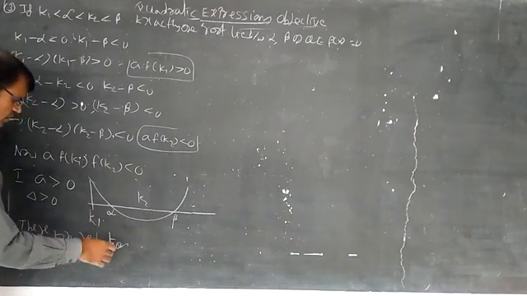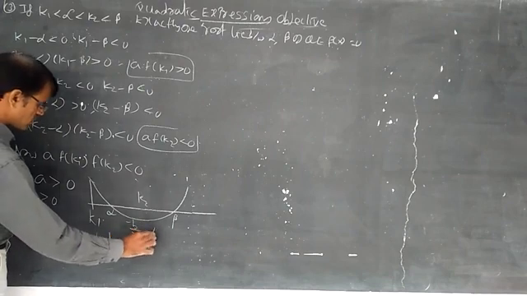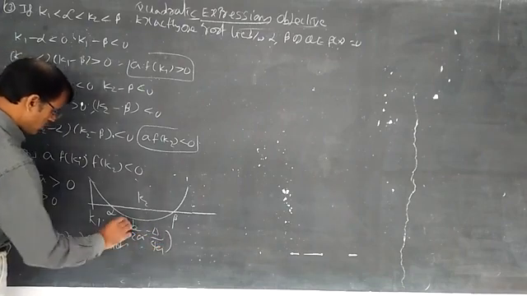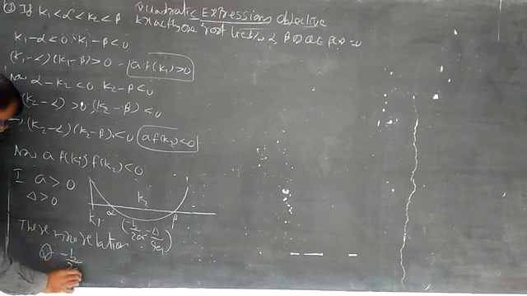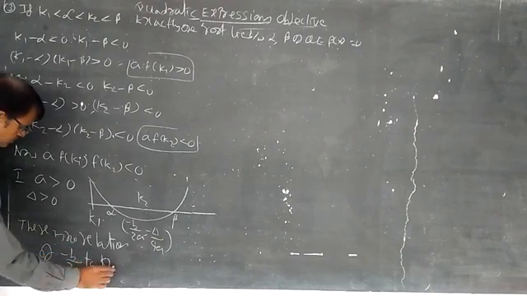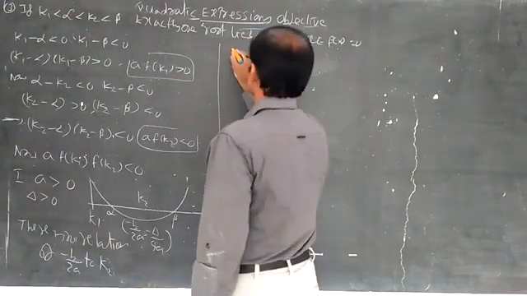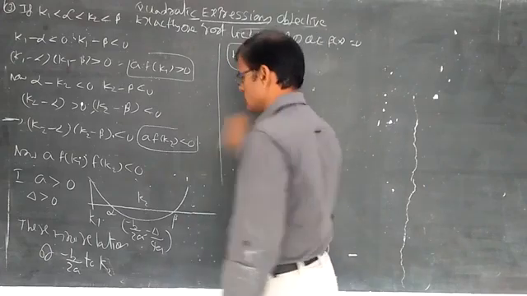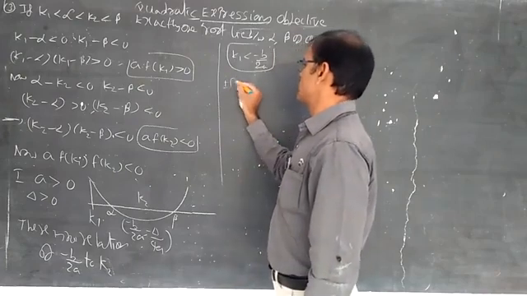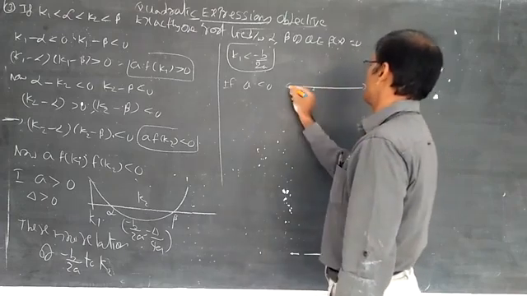Of course, k1 is less than minus b by 2a, because here there exists the vertex minus b by 2a comma minus delta by 4a. There is no relation of minus b by 2a to k2. We can say k1 is less than minus b by 2a. And if a is less than 0, the graph is a downward parabola.